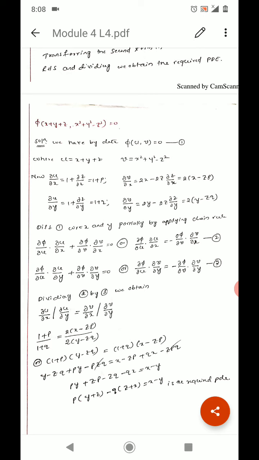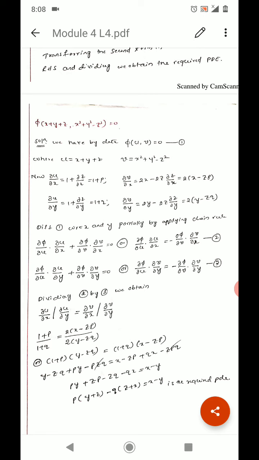Now v with respect to x, del v by del x is equal to differentiation of x square, which is 2x, plus differentiation of y square, which is 0, minus differentiation of z square with respect to x, which is minus 2z into del z by del x. So which will become 2 of x minus zp.